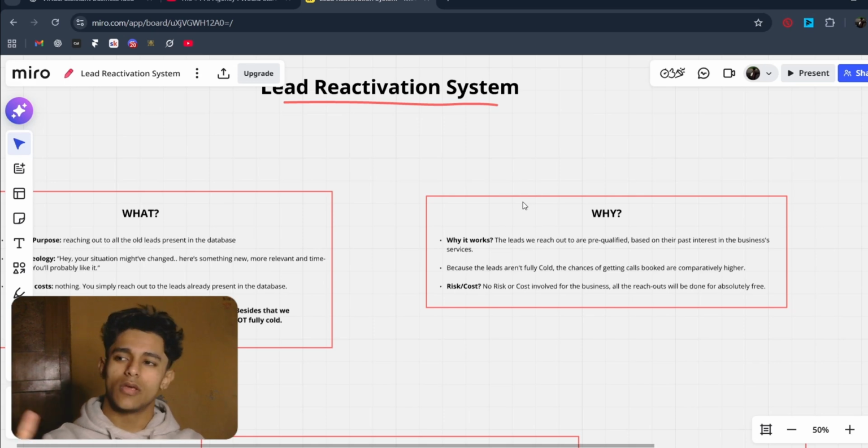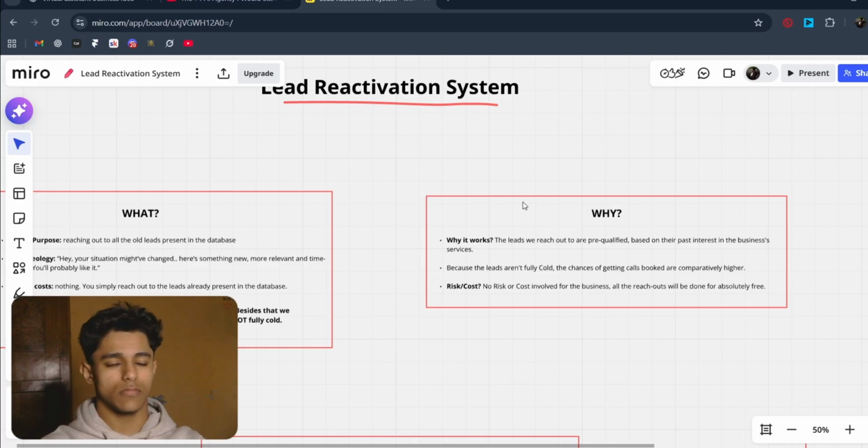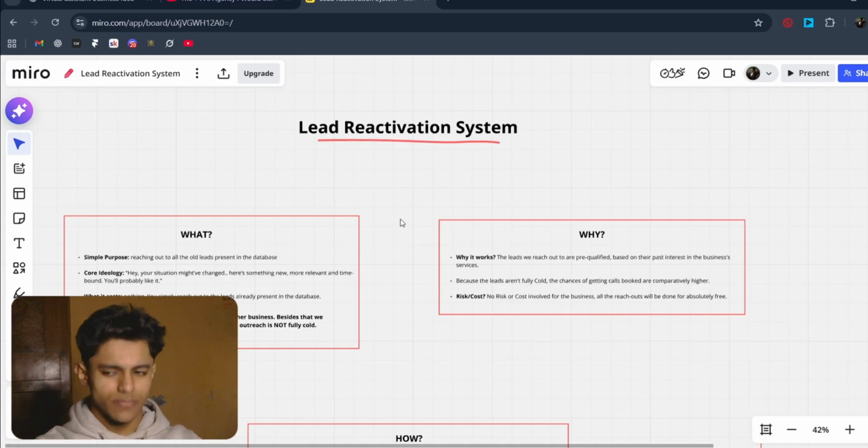What if I told you you're missing out on 5 to 6 figures of revenue that's already sitting in your pipeline, and you just don't know how to optimize it or how to use it? That missed-out revenue is just sitting there and you can do nothing about it. Okay, I'll simplify it.